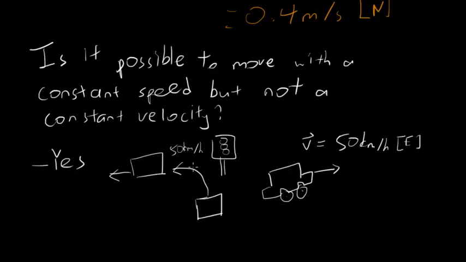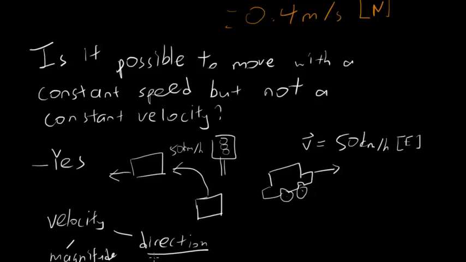So it's traveling at a constant speed, but is it traveling at a constant velocity? Remember what velocity means. Velocity, since it is a vector, has both magnitude and a direction. Although the magnitude stays the same, because it is still 50 kilometers per hour, its direction changes, right? So since its direction changes, its velocity is not the same. So the answer is yes, it is possible to move with a constant speed, which is the magnitude, but not a constant velocity, because the direction changes.